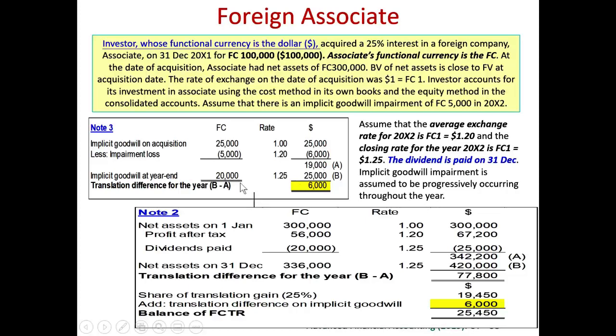However, goodwill is an asset. All assets should be translated using the closing rate. Closing rate is 1.25, so it must be 25,000. In other words, we have to write up the goodwill. This goodwill is wholly for the investment in associate, therefore no need to share 25%. This is already our goodwill component for our investment. So 6,000 altogether. So actually there should be a translation reserve of 25,450 relating to this translation.